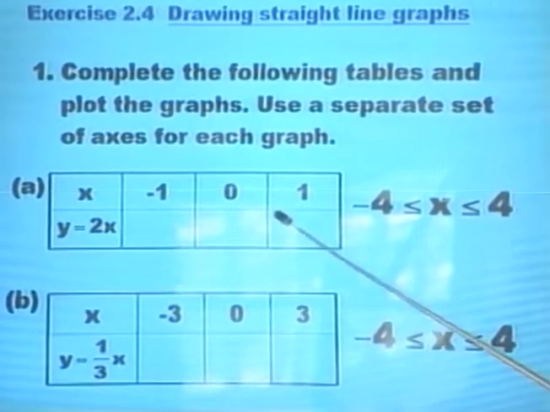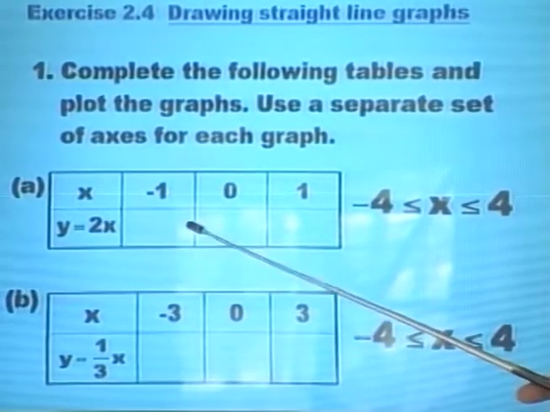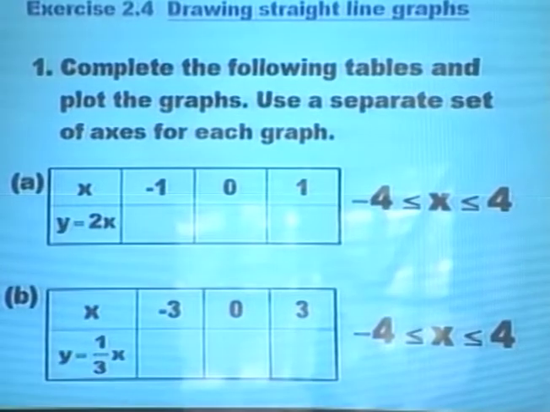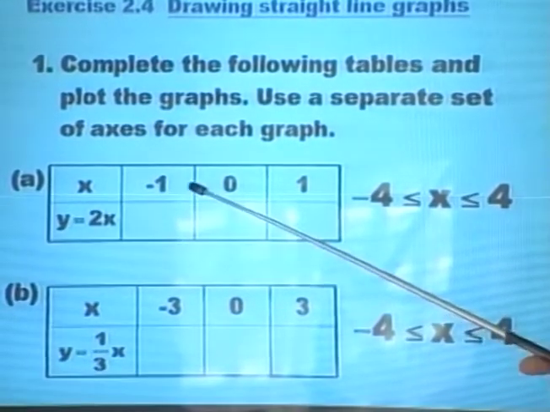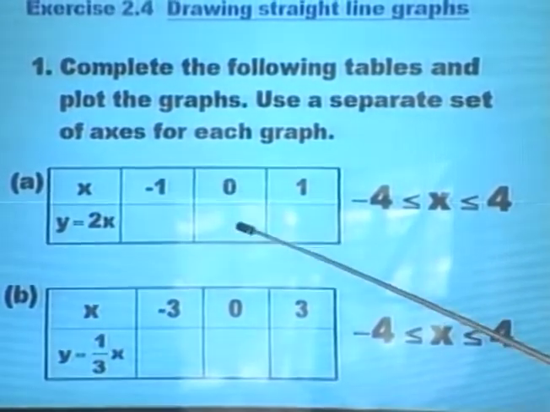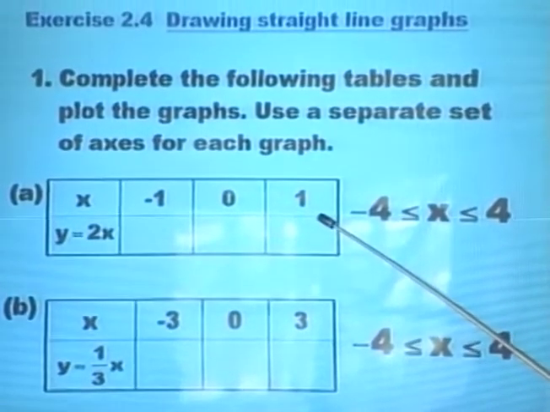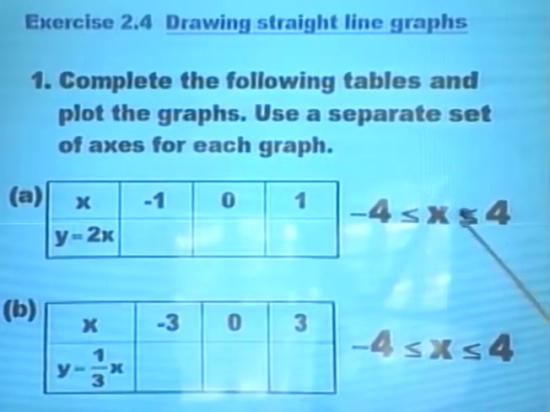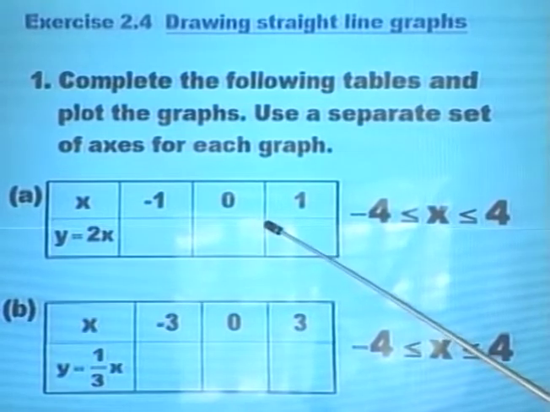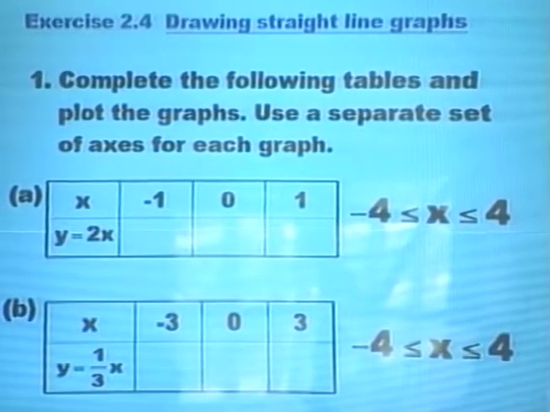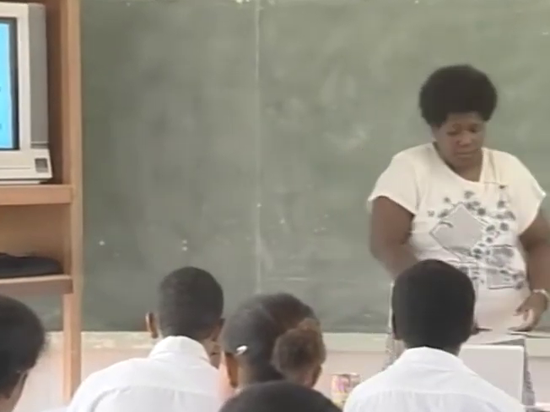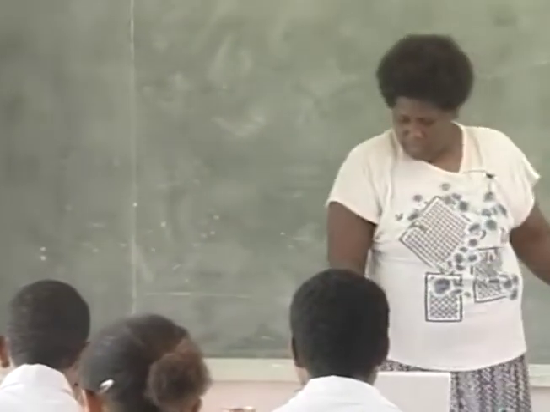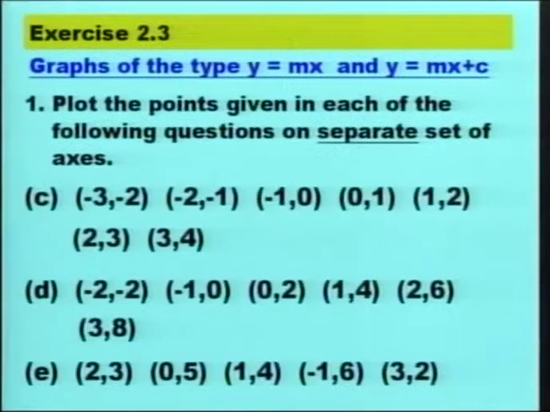And then you substitute each of them into the equation, but it says you've got to find just 3 values, -1, 0, and +1. Although it says your x values are supposed to be from here, you only have to put in 3 of them, because 3 of them will give you a straight line. And then after that, I think you've got to do A, B, C, D, and E. And then we'll see how much we can do after that exercise.